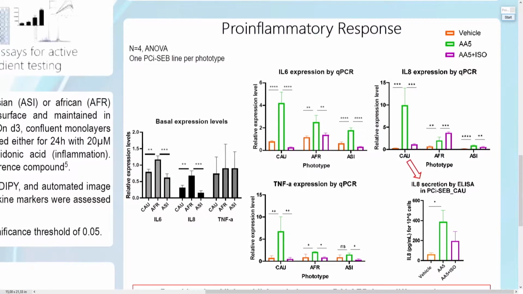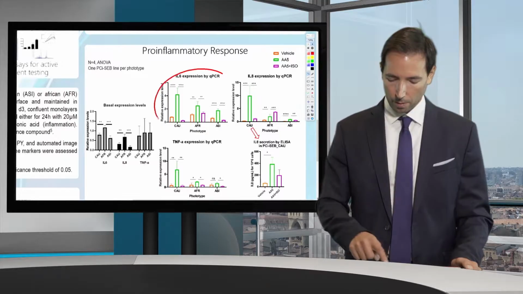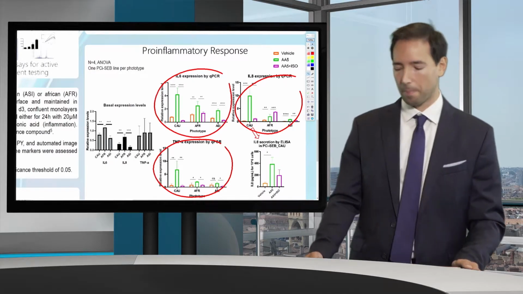Next, we looked at the inflammation following arachidonic acid treatment. So the first thing you can notice is we did a panel of cytokine markers by qPCR, and for all 3 phototypes, you do see a significant increase in key inflammatory markers such as IL-6, IL-8, and TNF-alpha. And the increase is variable according to the phototype chosen, but is always significant.